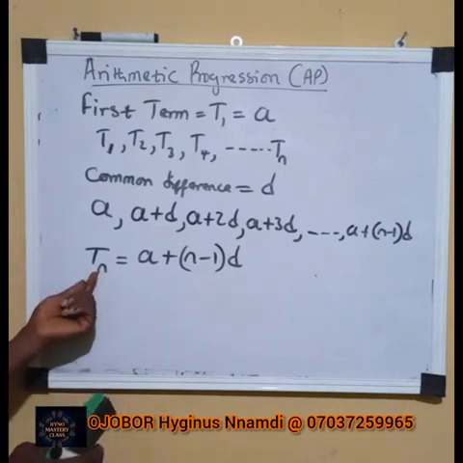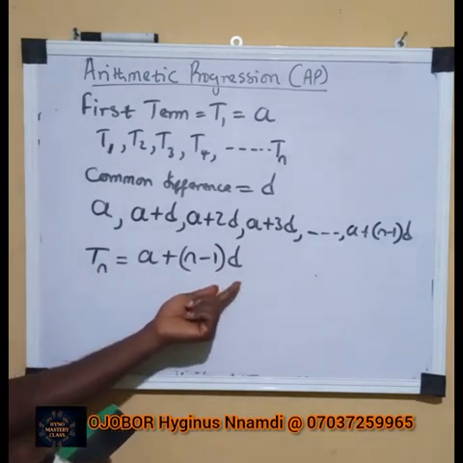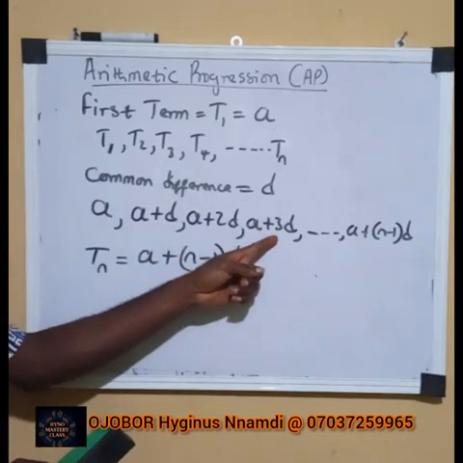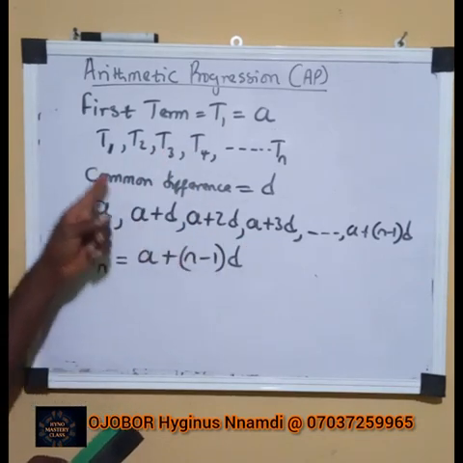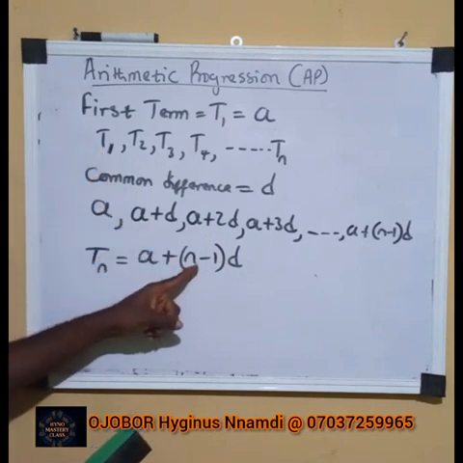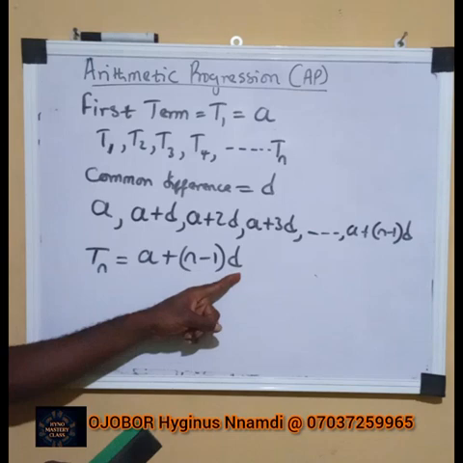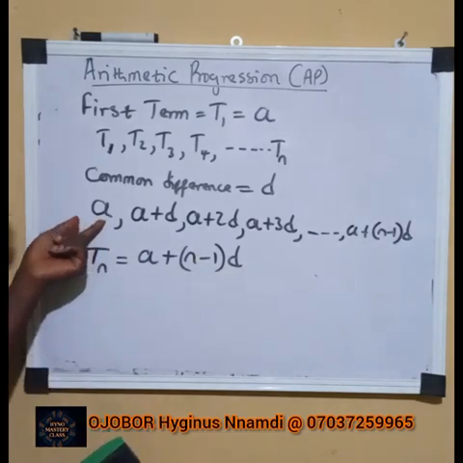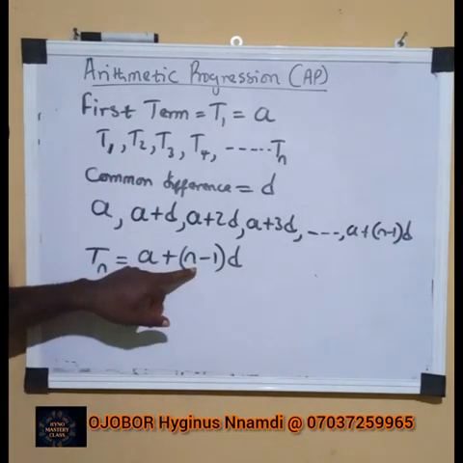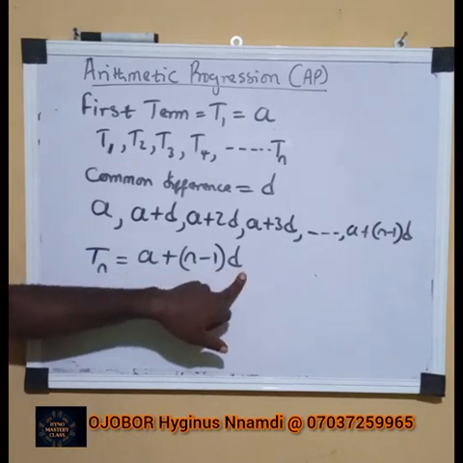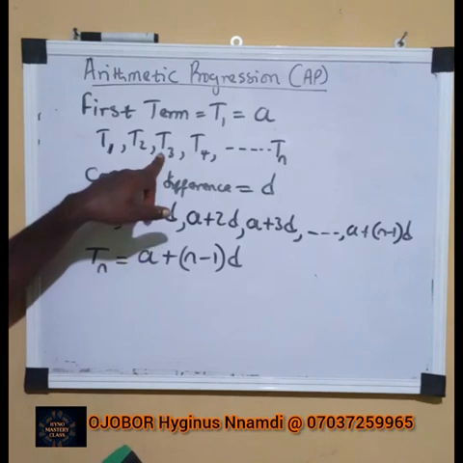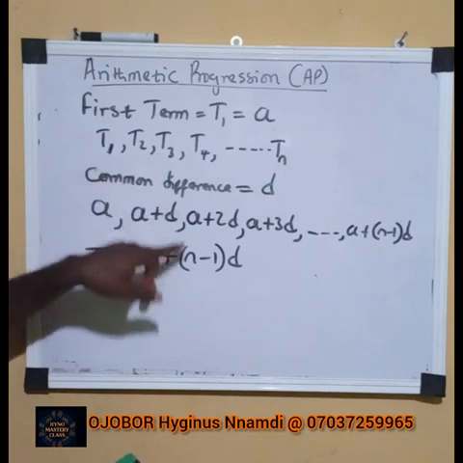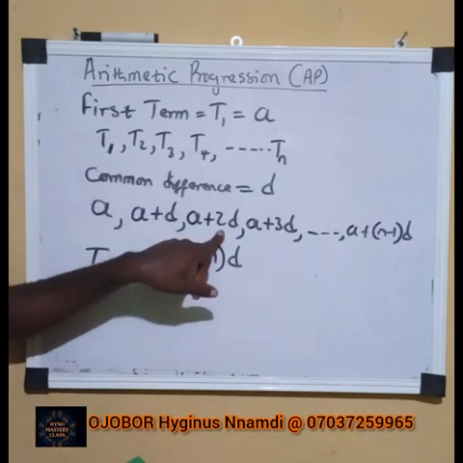So when this is 4, it is 4 minus 1, that gives us 3. When this is 3, this is 2. When this is 1, it is 1 minus 1, which is 0. 0D is 0, and that's why it is only A that is here. When this is 2, 2 minus 1 gives us 1, that is 1D. And in T3, it will be 3 minus 1, that is 2, that's why we have 2D here.